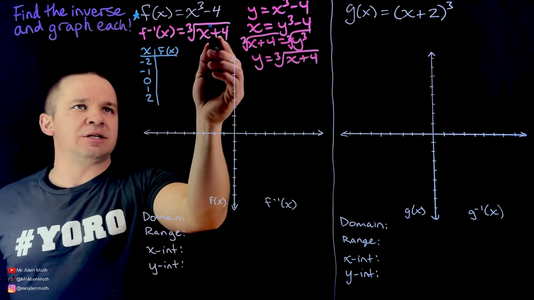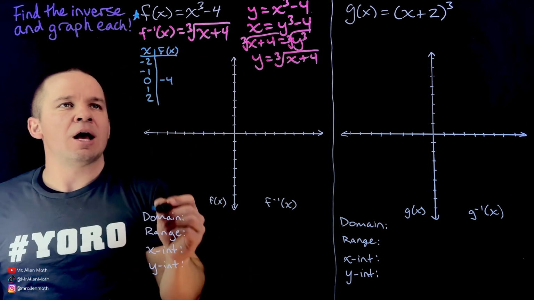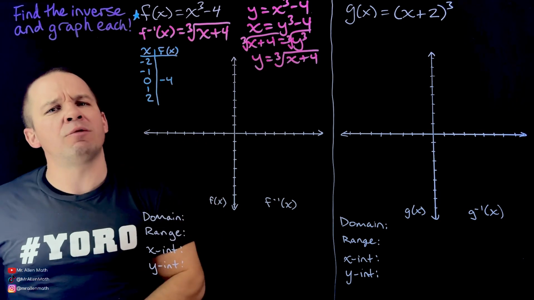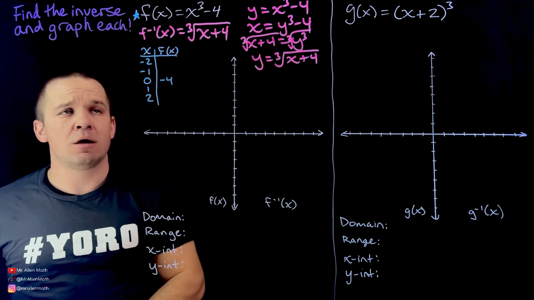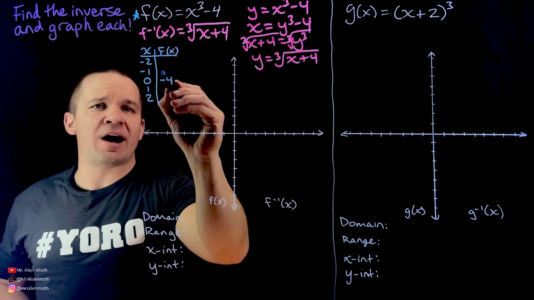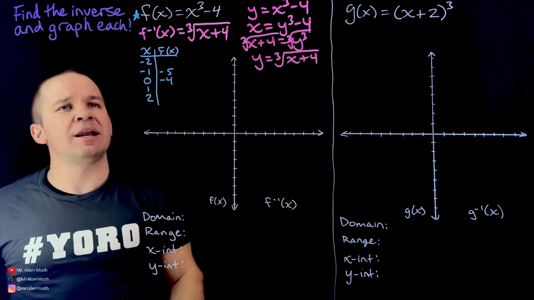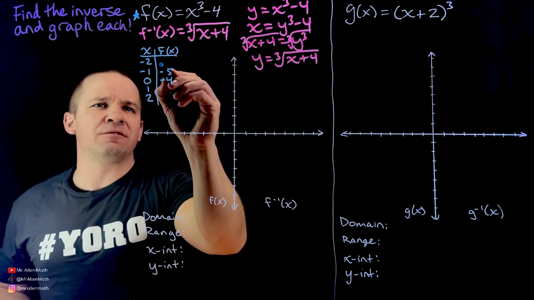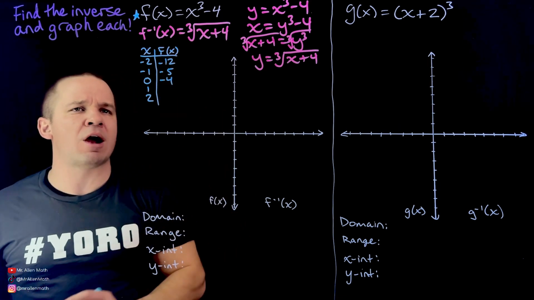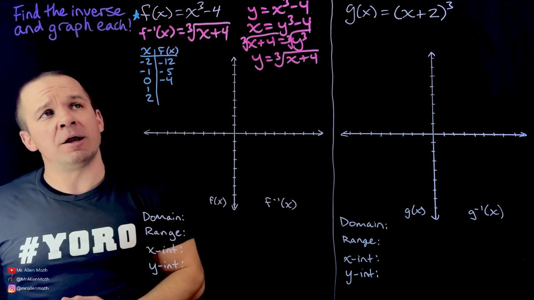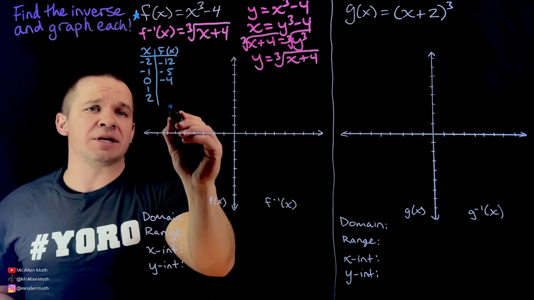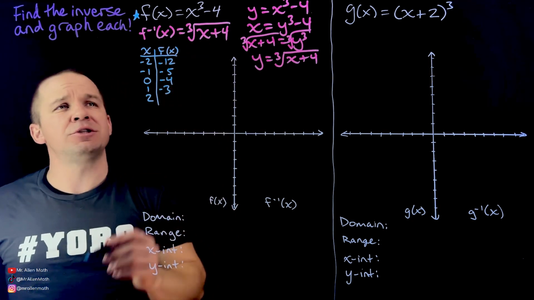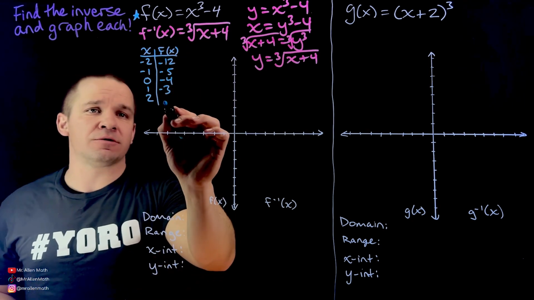So if I plug in 0, I get -4 here. If I plug in -1, -1 cubed is -1, minus 4 is -5. If I plug in -2, I get -8 when I cube that, minus 4 is -12. So that's going to go off my graph. We won't graph that one. If I plug in 1, 1 cubed is 1, minus 4 is -3. And if I plug in 2, I get 8, minus 4 is 4.